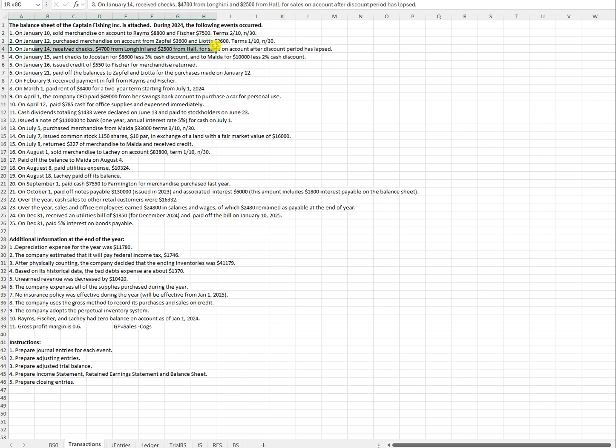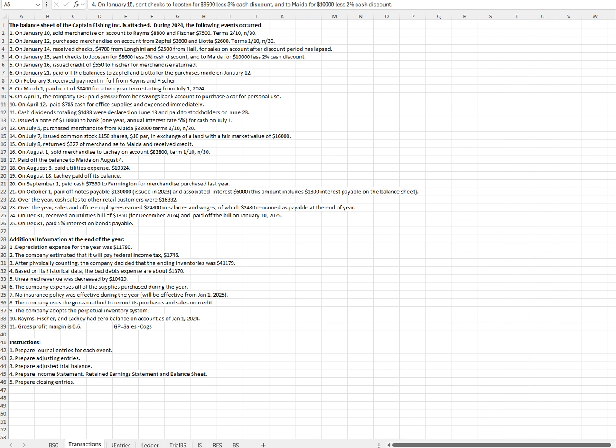Number 3 is we receive payment from a client for sales on account after the discount period has lapsed, so we no longer provide a discount. We're going to receive cash, and we're going to credit accounts receivable. The total amount is $7,200. That's easy to record.